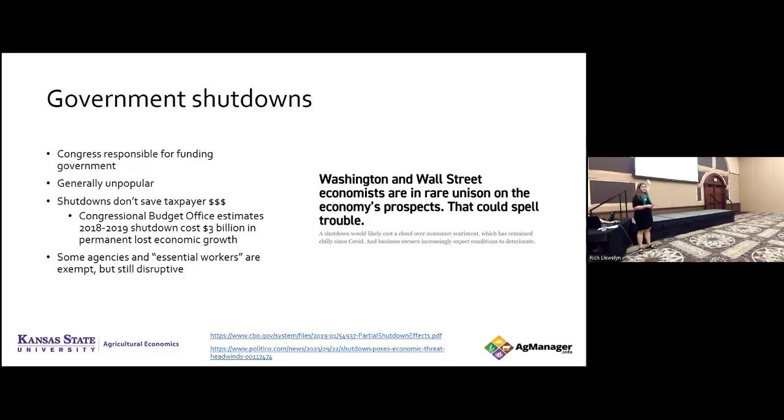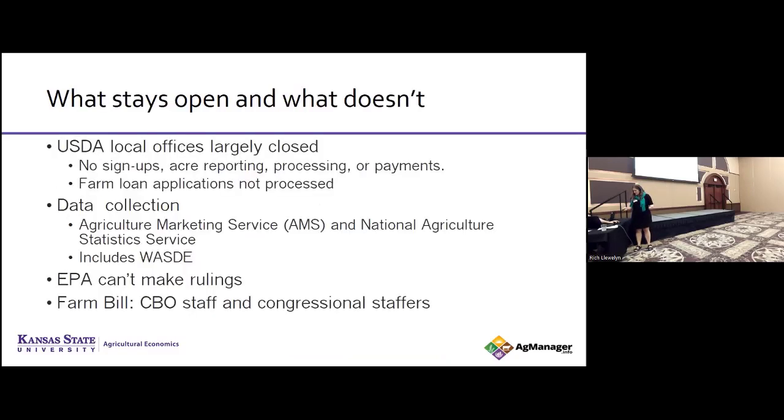So some things stay open, so you can get deemed an essential worker, but eventually national parks might close. Other services that people depend on may close. Specifically for agriculture, USDA local offices are fully or partially closed.